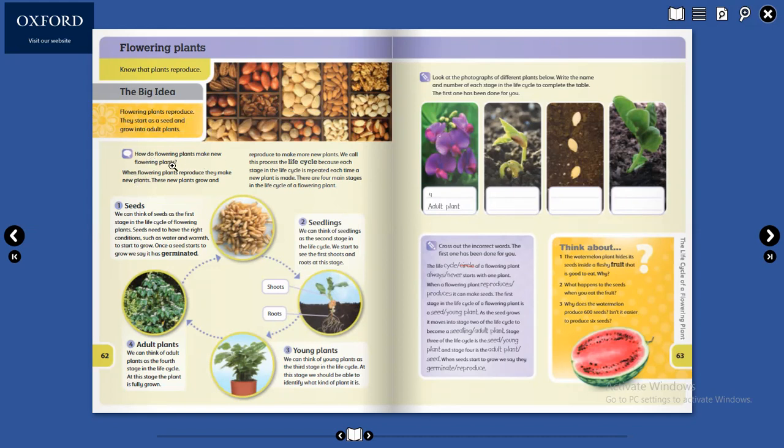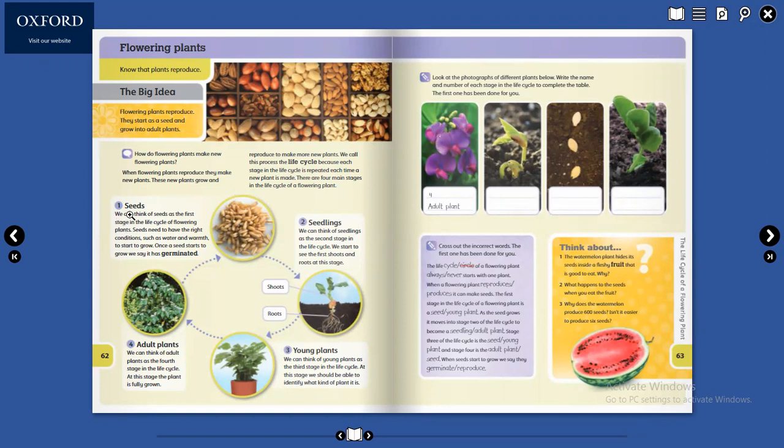Okay. How do flowering plants make new flowering plants? When flowering plants reproduce, they make new plants. These new plants grow and reproduce to make more new plants. We call this process the life cycle, because each stage in the life cycle is repeated each time a new plant is made. There are four main stages in the life cycle of a flowering plant. Four main stages. What are the four main stages?